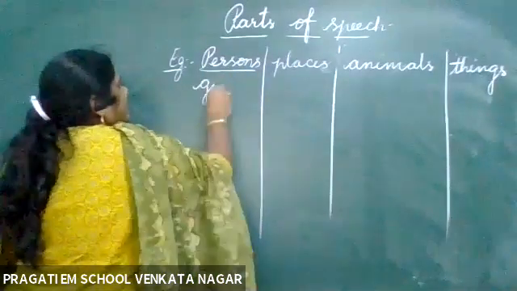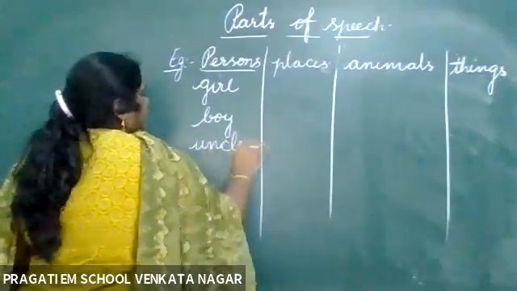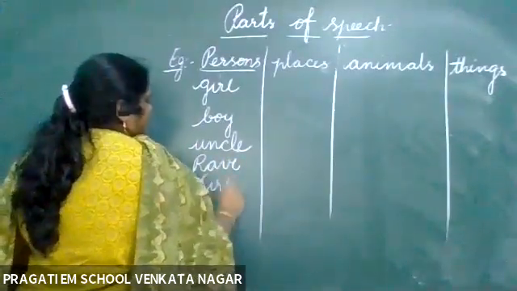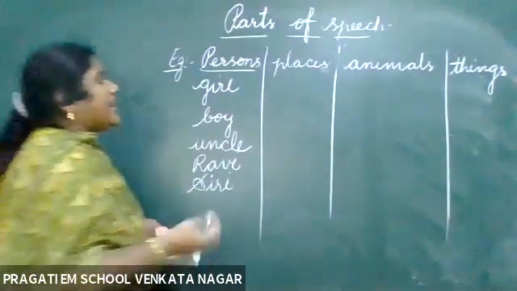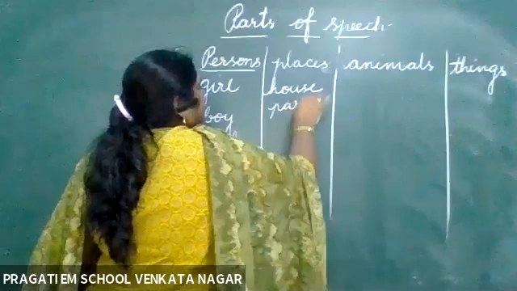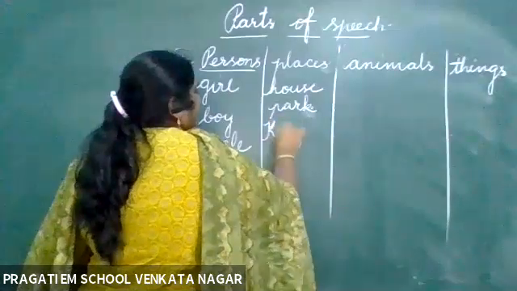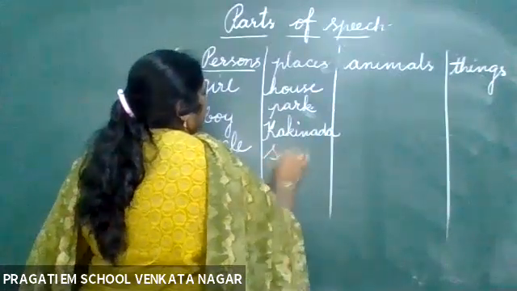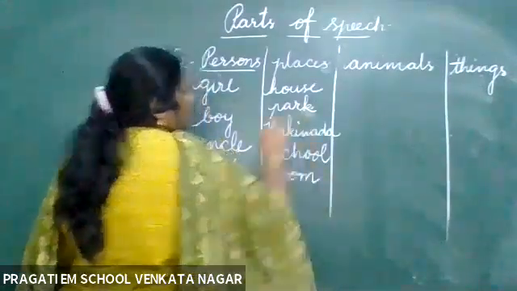Persons means girl, boy, uncle, Ravi, Siri. All these are persons. Names. Okay. Next, places. Where you're living. House, park. Next, I'm living in a place called Kakinada. School, room. All these are places.